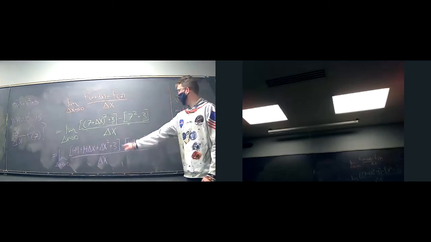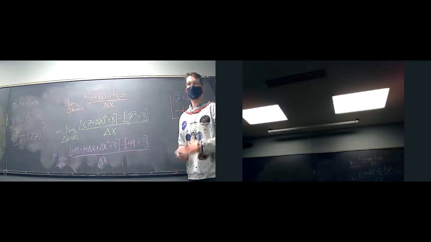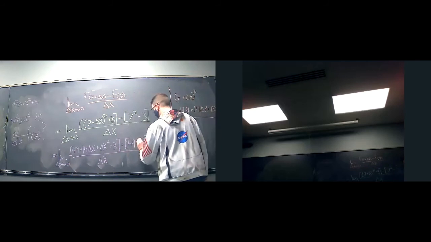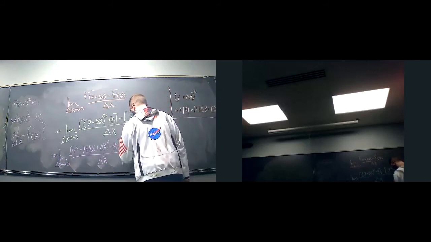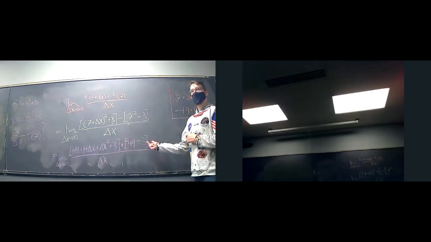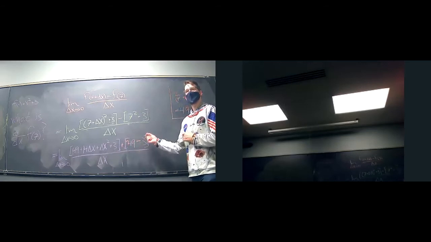So distribute this -3, because they suck and they're negative. I don't know, I didn't have a good joke for that. When we do that, everything in these set of parentheses becomes -49 minus 3, right?